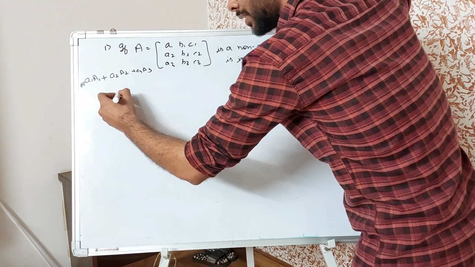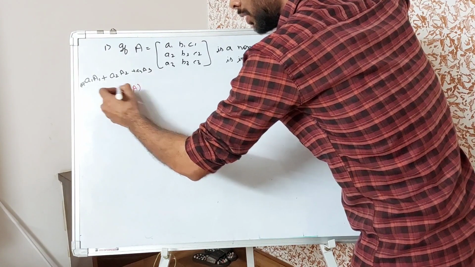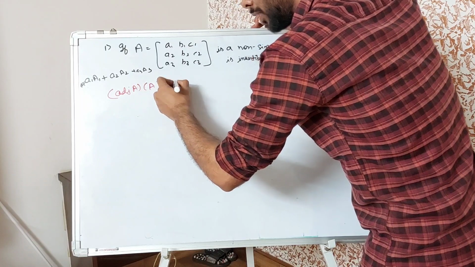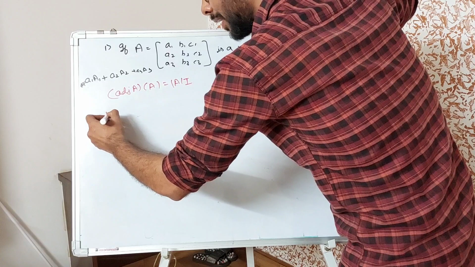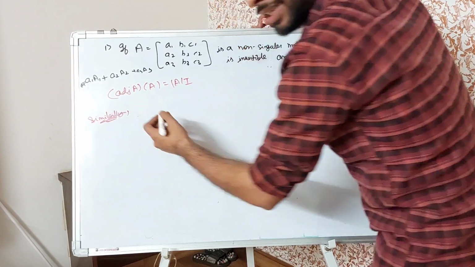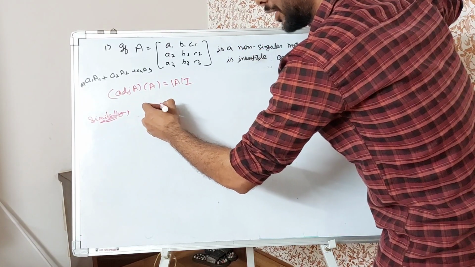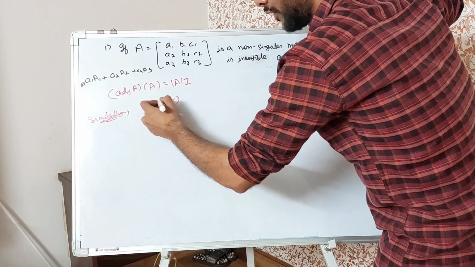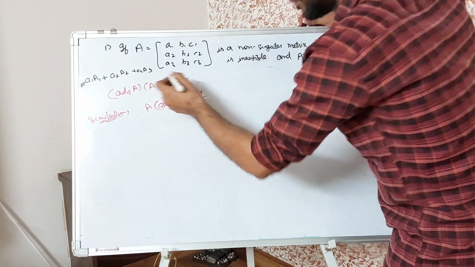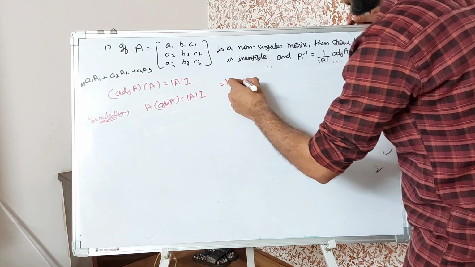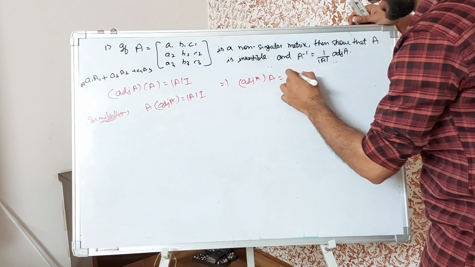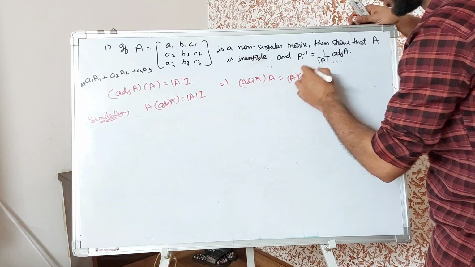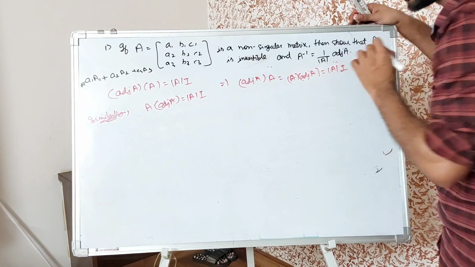What we have got till now is adjoint of A into A is equal to determinant of A into I. Now similarly, you can write A into adjoint of A is determinant of A into I. So what we can write from this is adjoint of A into A equals A into adjoint of A, which is equal to determinant of A into I, correct?